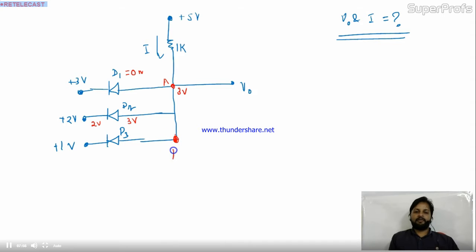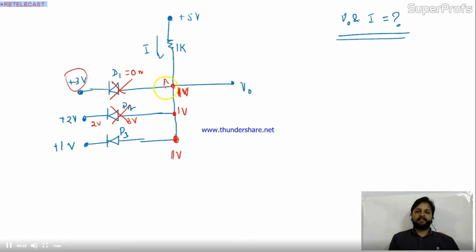If D3 is on, here the voltage is 1 volt. Now check the condition of D2. Here it's 1 volt and at the negative terminal it's 2 volt. It definitely will not work. What about D1? This one also does not work, because here the voltage is 1 volt and at the negative terminal it's 3 volt. Definitely it will be in reverse bias and will not conduct any current in the circuit.